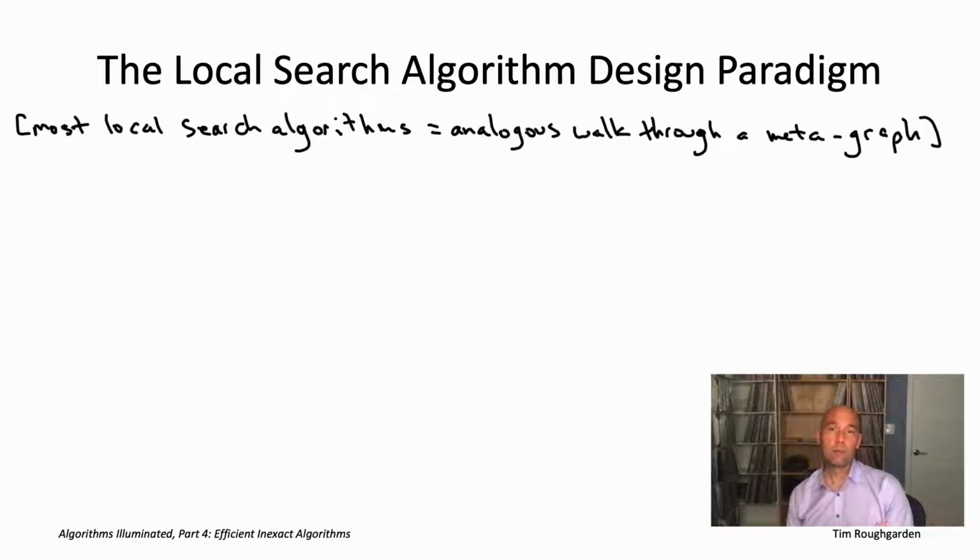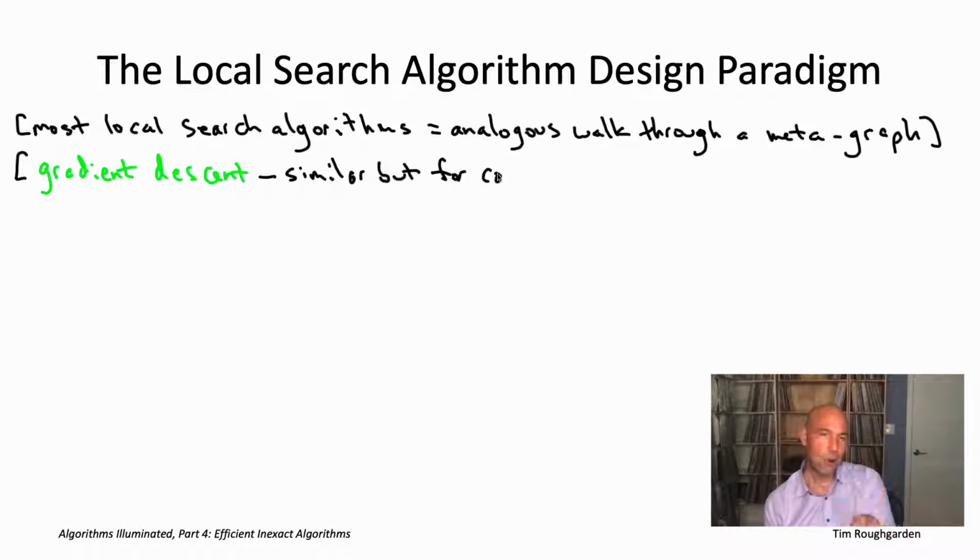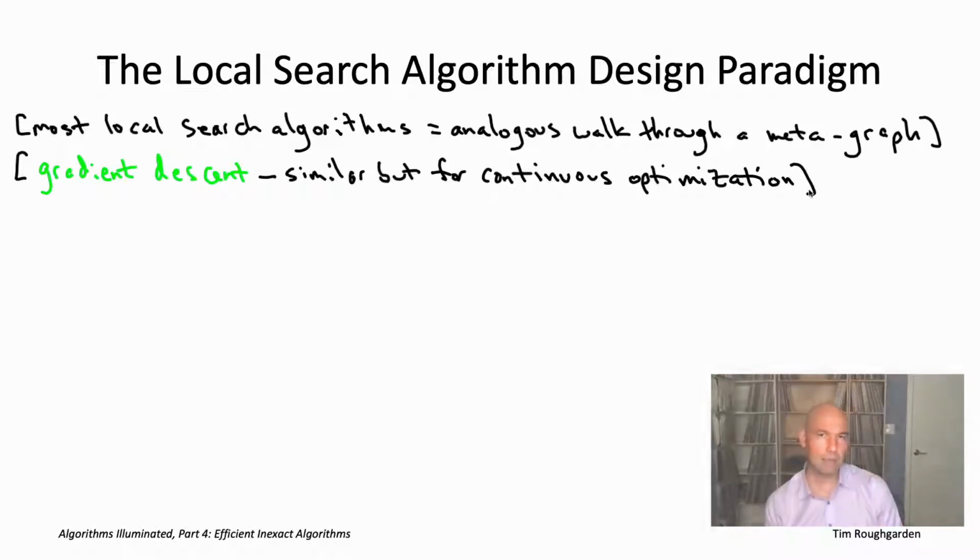So specifically supervised machine learning, like say training a neural network to make good predictions, that neural network training is done using variants of gradient descent. So that's another famous local search algorithm. Doesn't quite fit into our paradigm, but it's very much in the same spirit.